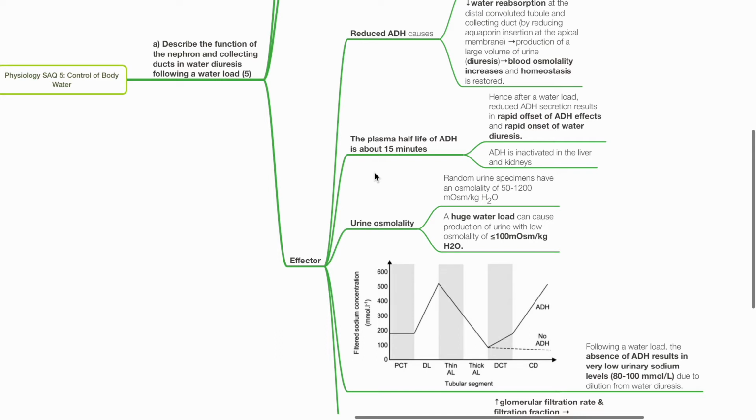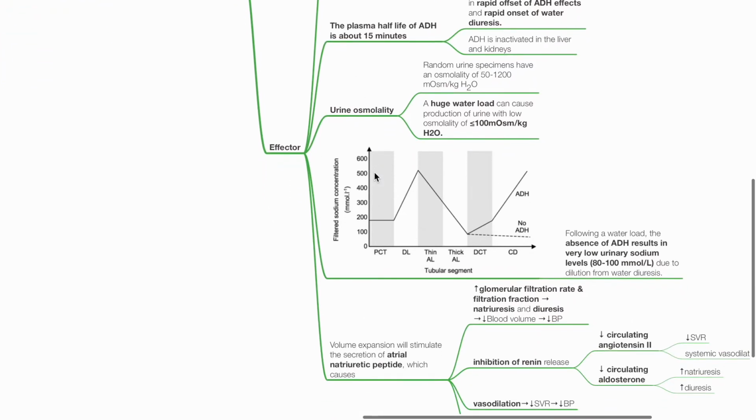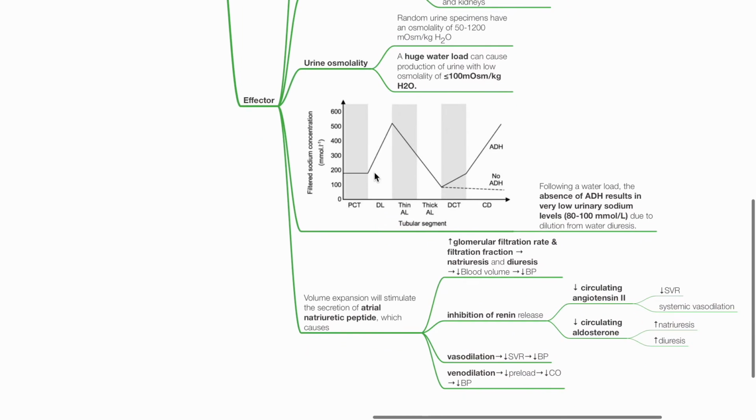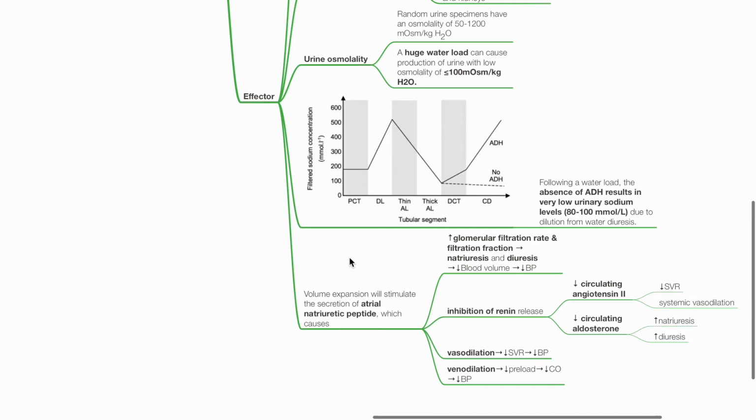A huge water load can cause production of urine with low osmolality of less than 100 milliosmol per kg H2O. Following a water load, the absence of ADH results in very low urinary sodium levels of 80 to 100 millimole per liter due to dilution from water diuresis.